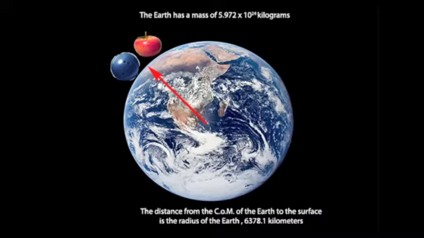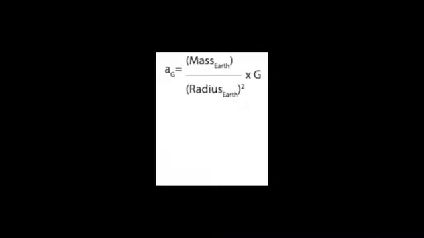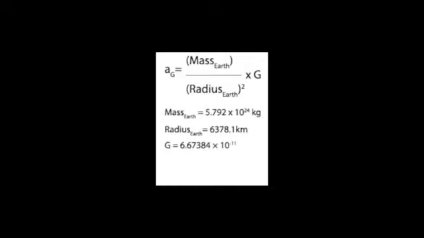which is 6378.1 kilometers. Plug this into our equation for the acceleration of gravity, that is, the mass of the Earth divided by the radius of the Earth squared times big G, which gives us 9.8 meters per second squared. So that means any object relatively close to the surface of the Earth will accelerate towards the center of the Earth at the same exact acceleration rate of 9.8 meters per second squared.